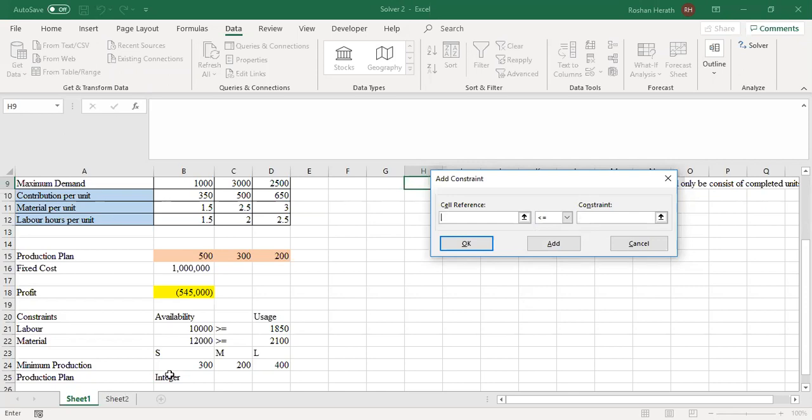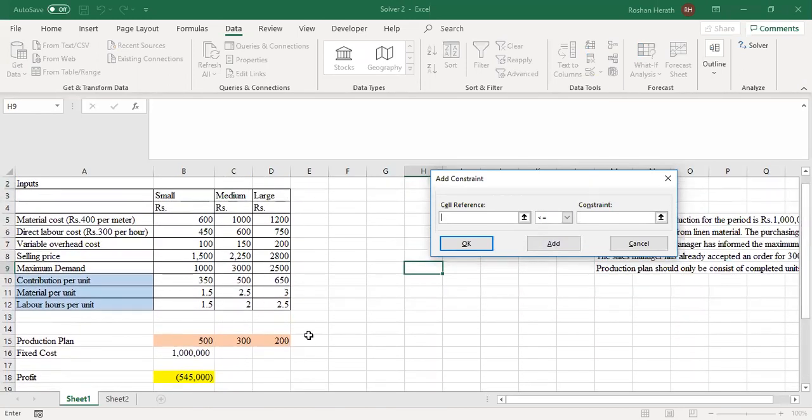And it says that the production plan should consist of completed units. So it is about integer values. So your production plan must be integer values. The fourth constraint has been added. Moving on to the fifth one, it's about the maximum demand constraint. At any given point in time, your production plan cannot exceed the maximum demand. So your production plan should be less than or equal to the maximum demand. You may add that. Now you have added almost all the constraints.